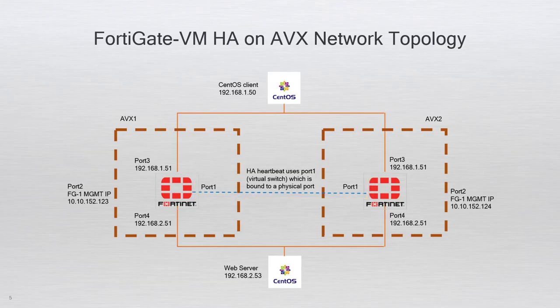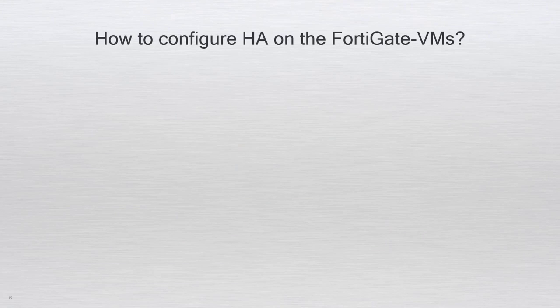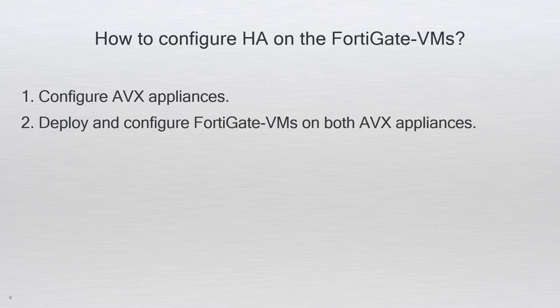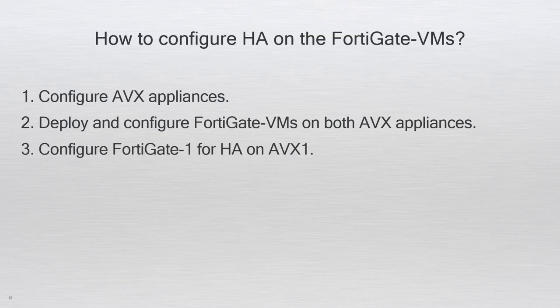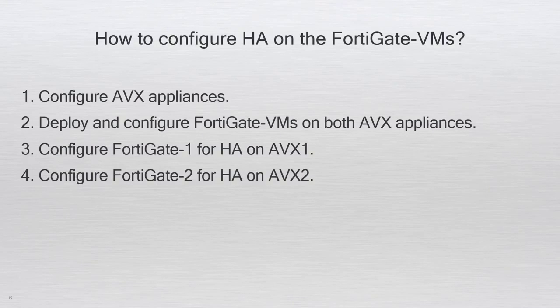There are 4 basic steps to configuring HA on the FortiGate VMs. Step 1, configure AVX appliances. Step 2, deploy and configure FortiGate VMs on both AVX appliances. Step 3, configure FortiGate 1 for HA on AVX 1. And step 4, configure FortiGate 2 for HA on AVX 2. Let's now jump to the AVX Web UIs.